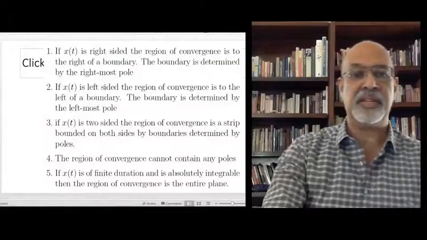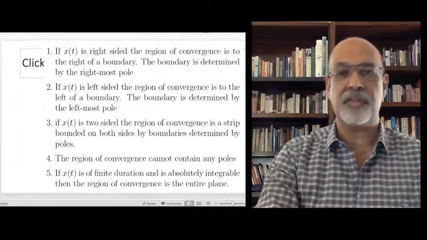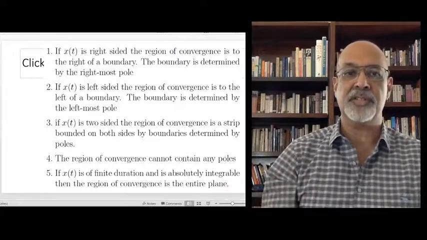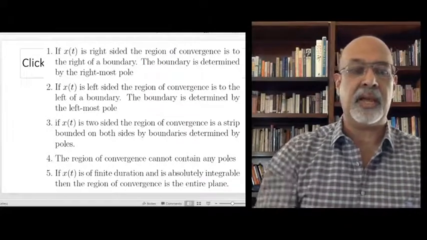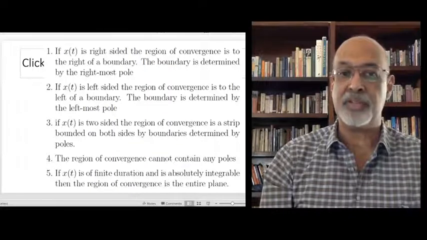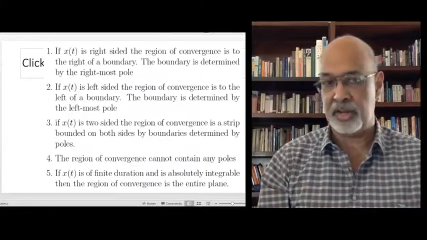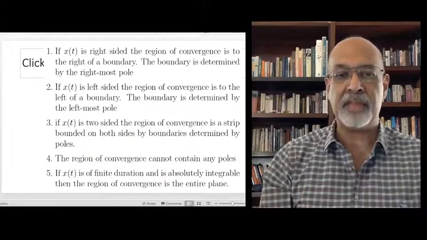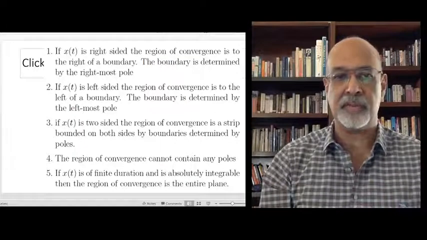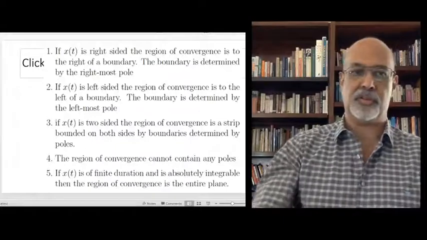Here are basically the rules. If x of t is right-sided, the region of convergence is to the right of a boundary. If x of t is left-sided, the region of convergence is to the left of a boundary. If x of t is two-sided, the region of convergence is a strip bounded on both sides. And the region of convergence cannot contain any poles. And if x of t is of finite duration and is absolutely integrable, then the region of convergence is the entire plane. Okay, so those are the rules.